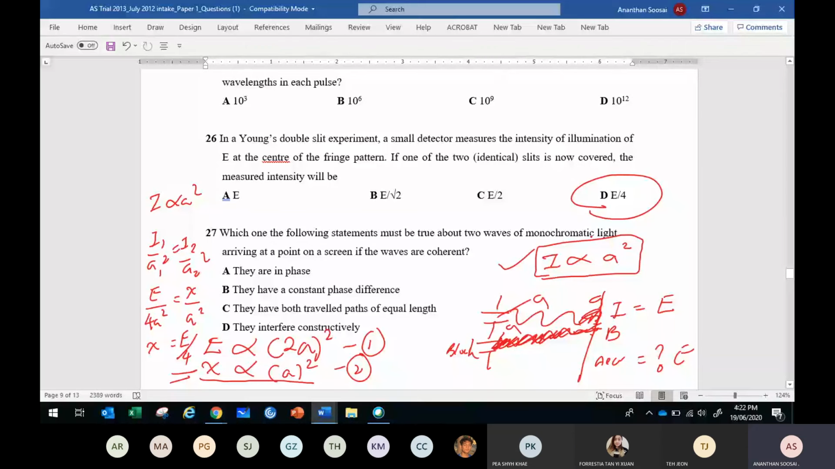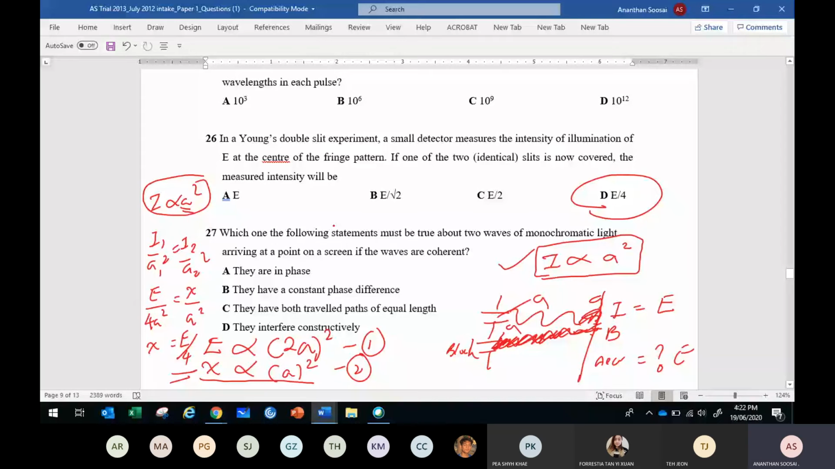Okay, good. Those of you who got D. Yeah. Why should I square the 2 in the A squared? Because the formula is intensity is directly proportional to the amplitude squared. The 2A is the amplitude, not A. So the 2A has to be squared. The 2 also has to be squared, because it's amplitude squared. The entire amplitude must be squared.